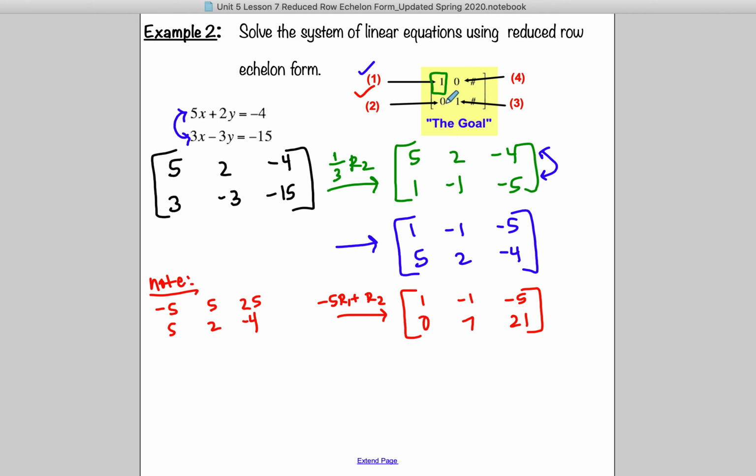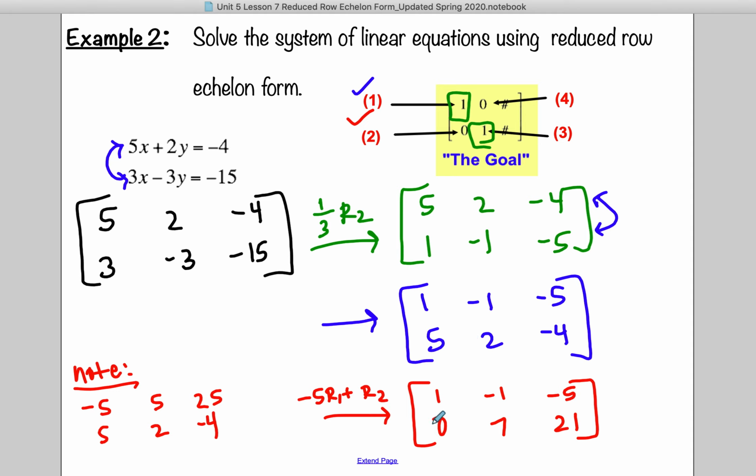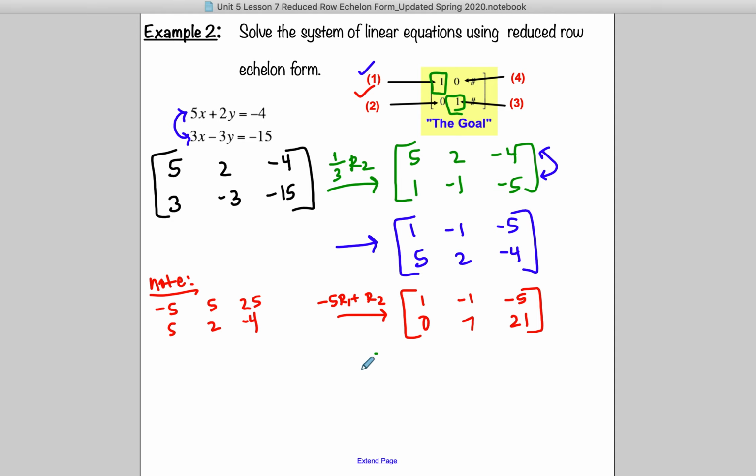Goal number 3 is to make this the number 1. I'm telling you, this happens a majority of the time. How did we make this a 1? We assessed this whole row. Are they all divisible by the same thing? They were divisible by -13. How about here? Is this one all divisible by the same number? Yes, they are all divisible by 7. So I'm going to take my row 2 times 1/7. So now I have 1, -1, -5. And then 0 divided by 7 is 0. 7 divided by 7 is 1. And 21 divided by 7 is 3. Now I have met goal 3.